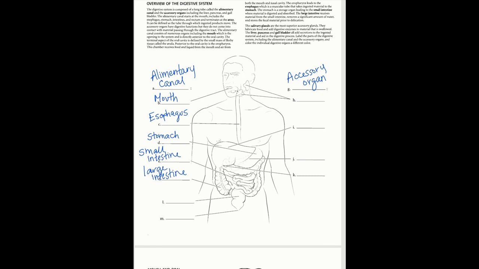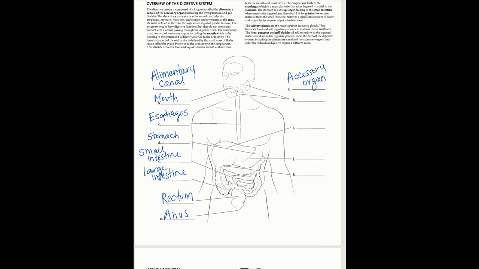And then from the large intestine, we're going to go to the rectum. And then the anus is the end of the road. So that's it for the alimentary canal. Let's go ahead and talk about the accessory organs. These are organs that are most likely involving secretions that are going to aid in digestion.